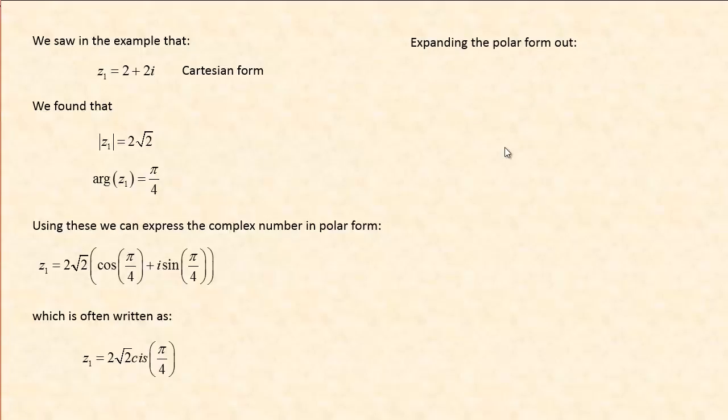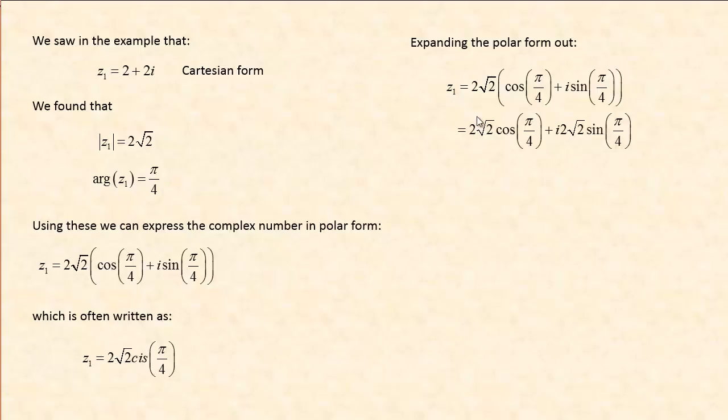Expanding the polar form out, so we're going to expand the bracket here. So z1 is 2 root 2 cos pi by 4 plus i sine pi by 4 gives us 2 root 2 cos pi by 4, and then we do this one and we get plus i 2 root 2 sine pi by 4.